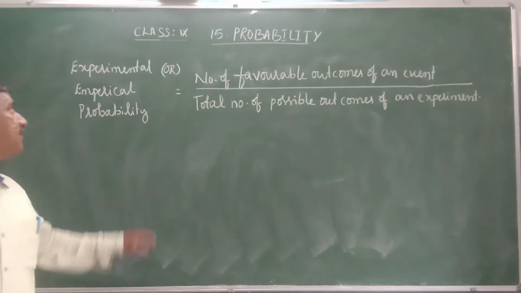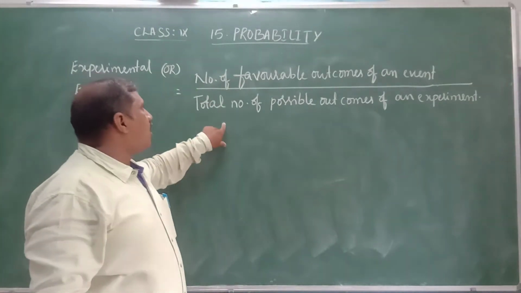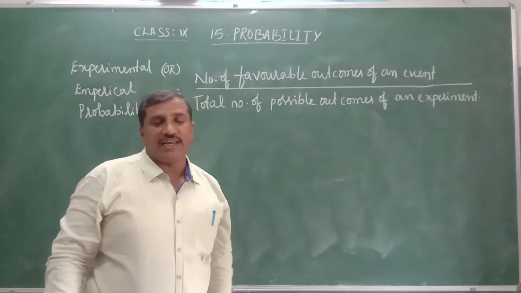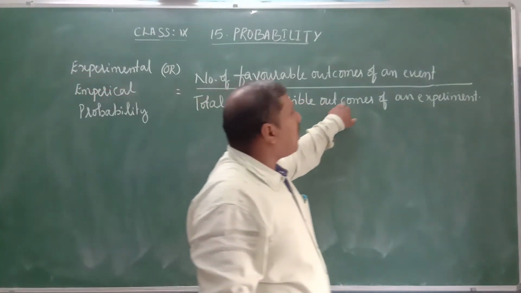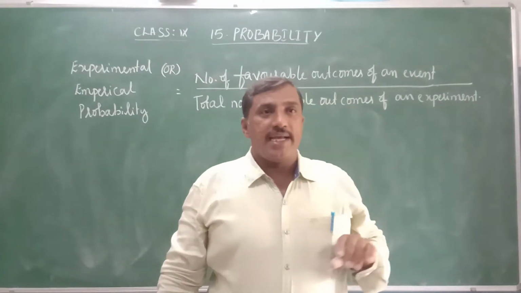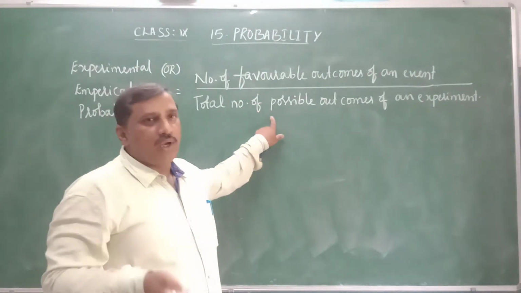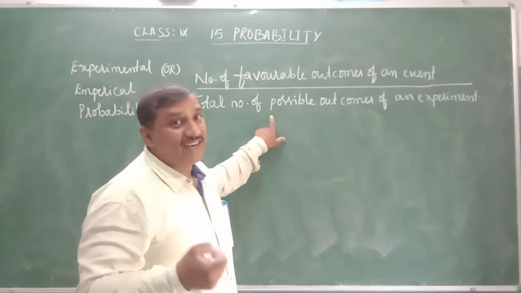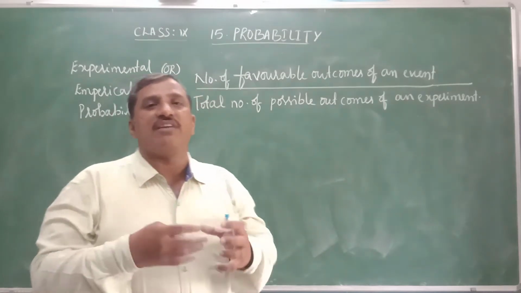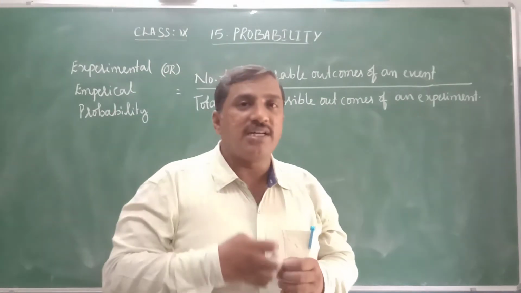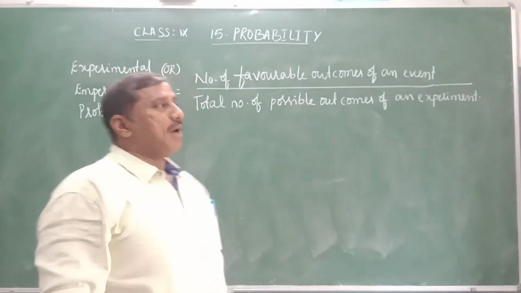Now, the experimental or the empirical probability is defined as the ratio of the number of favorable outcomes of an event to the total number of possible outcomes of an experiment. An experiment contains one or several events. So if you take one particular event, how many favorable outcomes are there for that particular event, to the total number of possible outcomes of an experiment, will give you the probability.